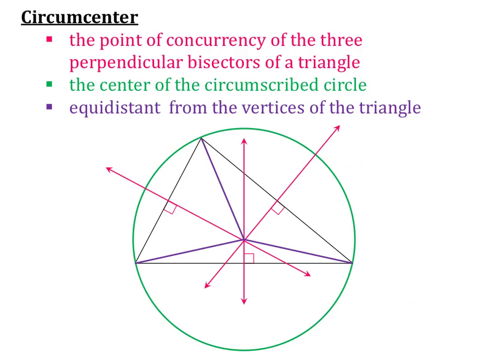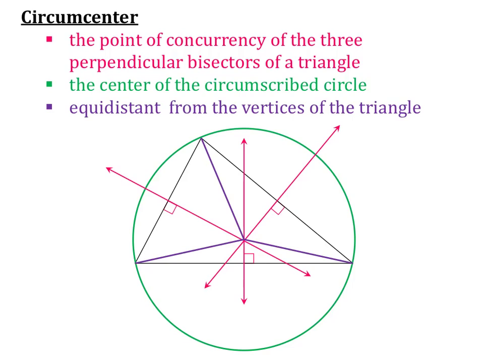Now I want to discuss something called the circumcenter. The circumcenter is the point of concurrency of the three perpendicular bisectors of a triangle. So what that means is if I find the perpendicular bisector of all three sides of my triangle, they will all meet at one point. That one point is called the circumcenter.